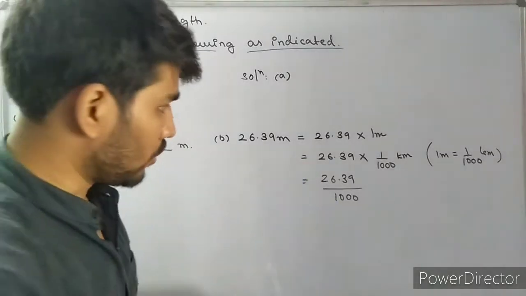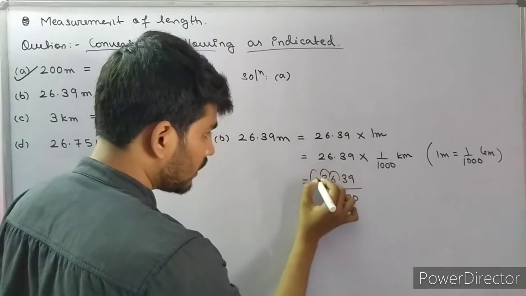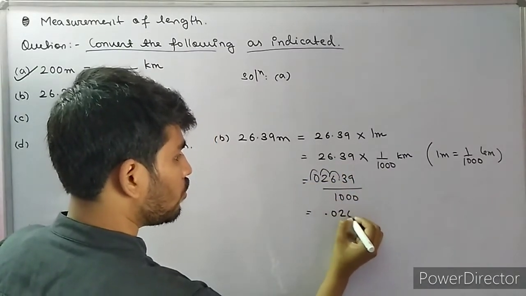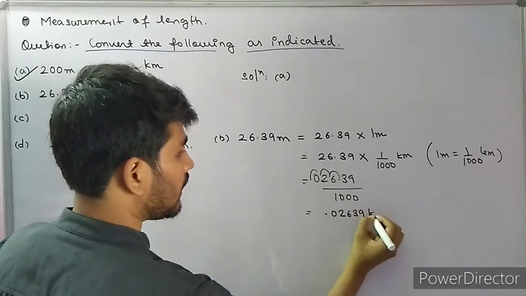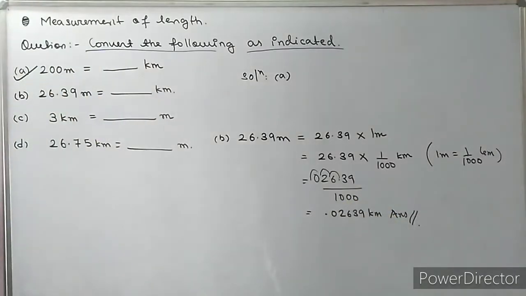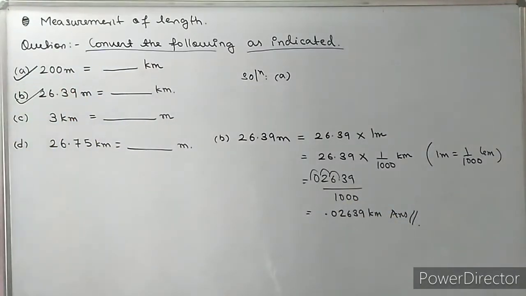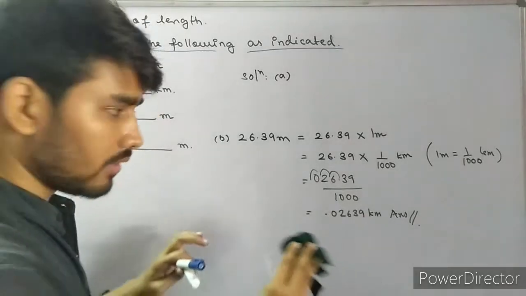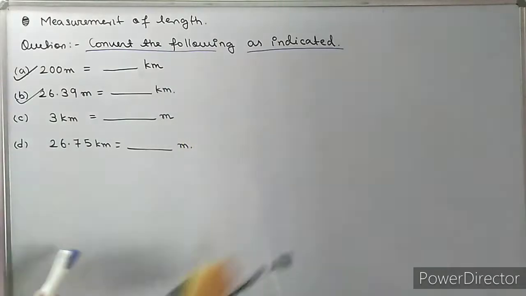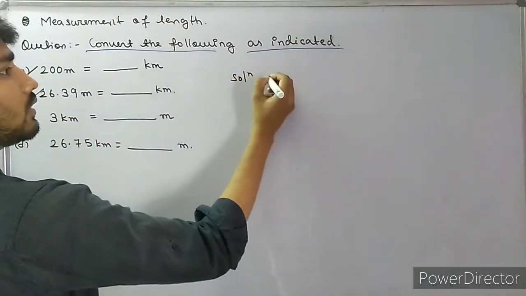Below we have 3 zeros and it's division. We'll shift the decimal place. 1, 2, 3. And the answer will be 0.02639 kilometer. Answer. I hope we are done. Done? Okay. Then we move on to the next question. I'm rubbing it. I hope you understand. Next. Question number C. Solution C.